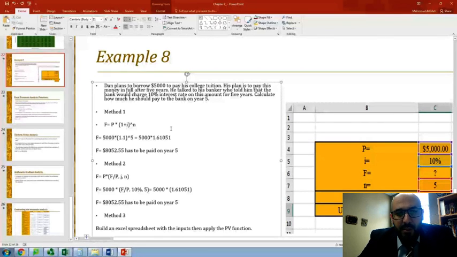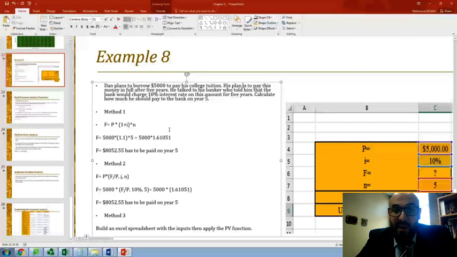Okay, the first method is the equation. We're looking for F. P is given, I is given, N is given, so the only missing one is the future value. In this case, we use the equation F equals P times (1 plus I) to the power of N. F equals 5,000 times (1 plus 10%, or 0.1) to the power of 5.